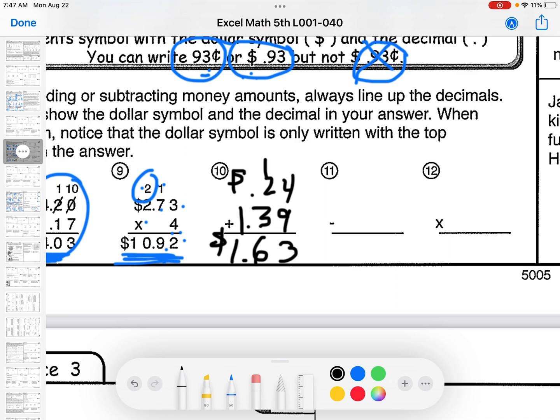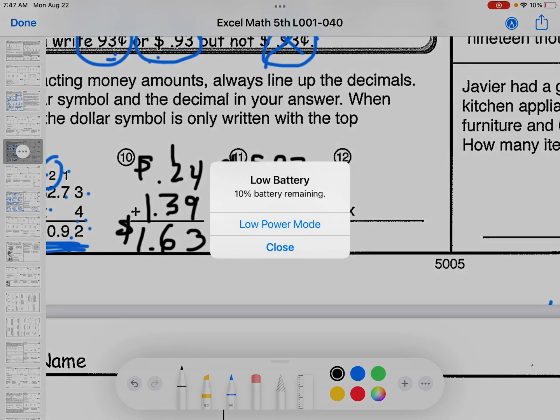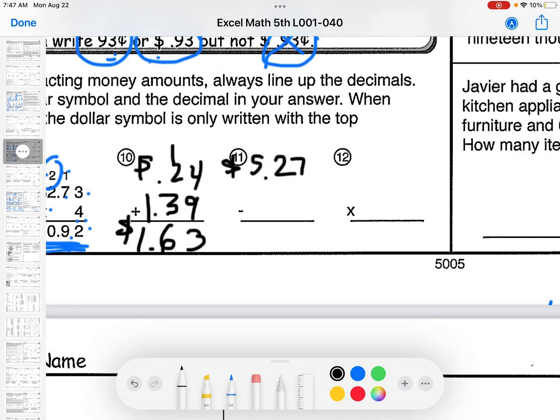All right, I'm going to give you 11 and 12 to try on your own. Write $5.27 for number 11. Put a $ sign right up there. And then subtract 0.29. Ooh, you're going to have to do a little regrouping on that one. Okay, pause the video and solve that.